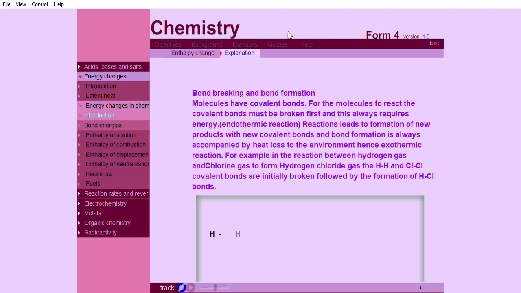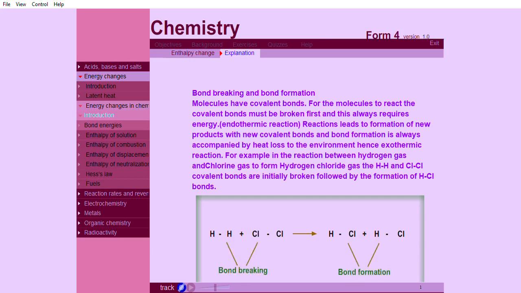Bond breaking and bond formation. Molecules have covalent bonds. For the molecules to react, the covalent bonds must be broken first, and this always requires energy, an endothermic process. Reactions lead to the formation of new products with new covalent bonds, and bond formation is always accompanied by heat loss to the environment, hence an exothermic process.